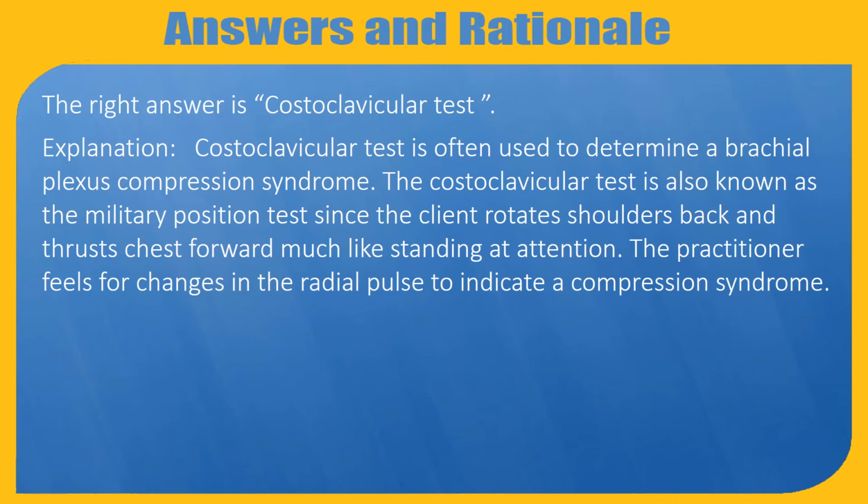Explanation: costoclavicular test is often used to determine a brachial plexus compression syndrome. The costoclavicular test is also known as the military position test since the client rotates shoulders back and thrusts chest forward much like standing at attention. The practitioner feels for changes in the radial pulse to indicate a compression syndrome.